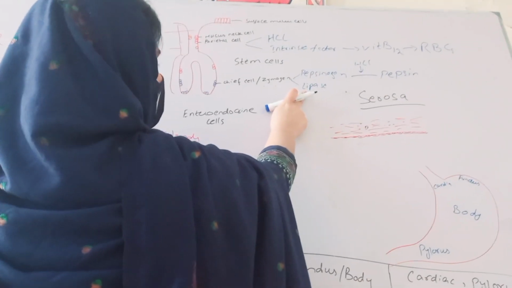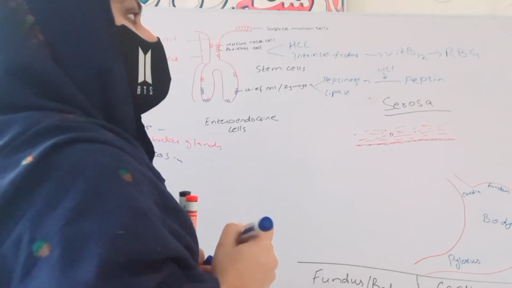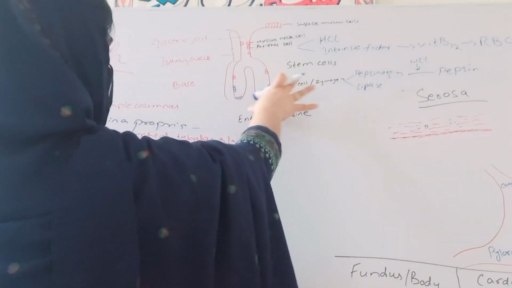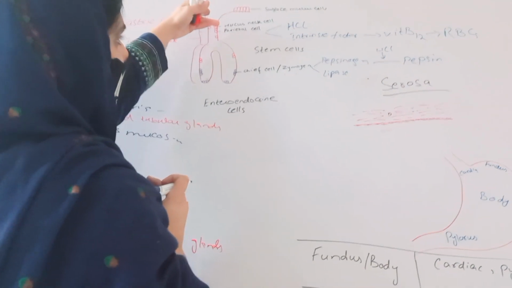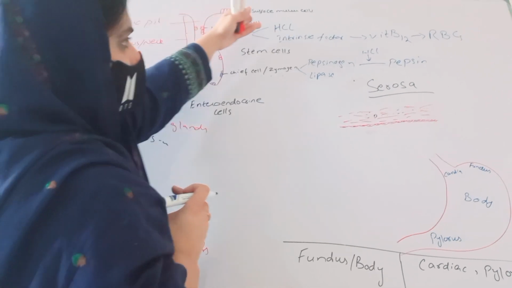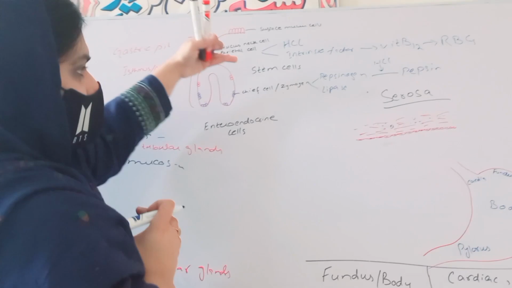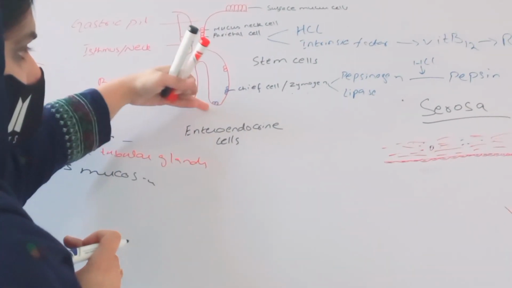And next is the lipase. This is weak lipase, which will do the digestion of the lipids. So I told you about some cells of the gastric gland. One is the mucous neck cells present in the neck, then the parietal cells which secrete the HCl and the intrinsic factor. Then we have the stem cells, then chief cells or zymogen cells which are present in the base of the gastric gland.